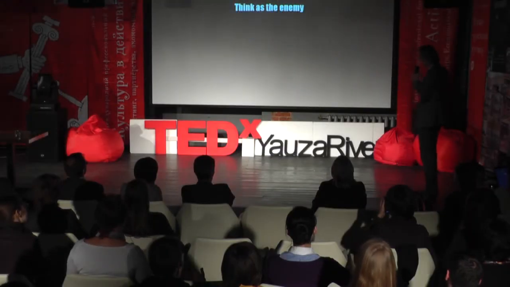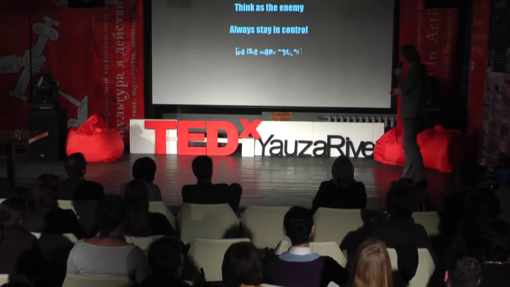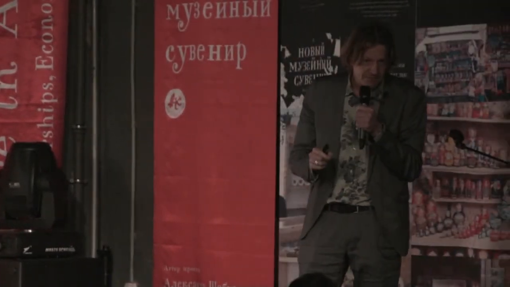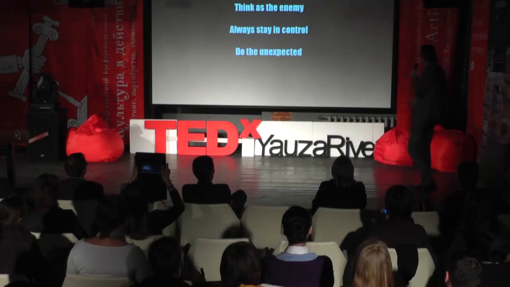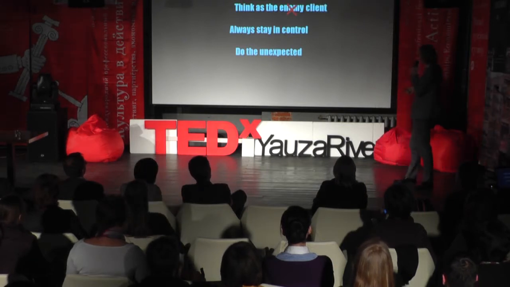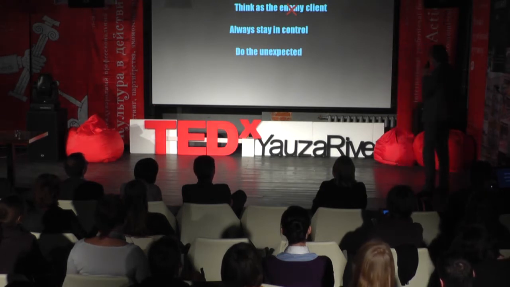Lesson 1, think as the enemy. Lesson 2, always stay in control. Lesson 3, do the unexpected. These were the 3 lessons in life of being a secret agent. And I was looking at it and I thought, actually, for a designer, it's the same. The only thing I change is enemy into client. So I live up to these standards up to today.